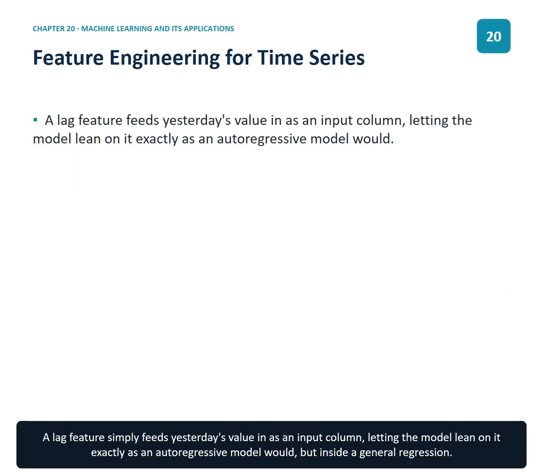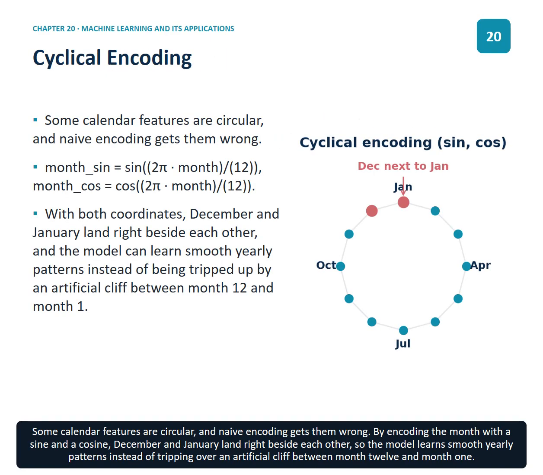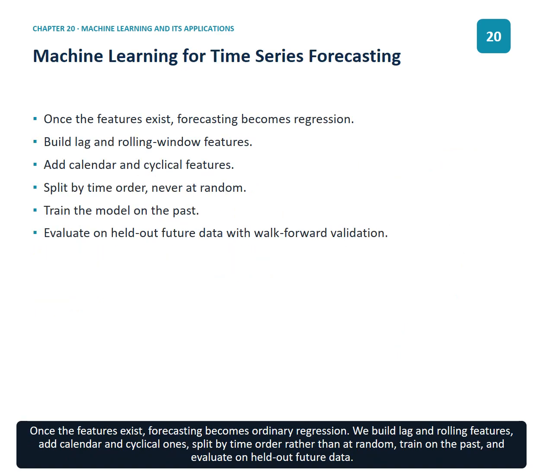A lag feature simply feeds yesterday's value in as an input column, letting the model lean on it exactly as an autoregressive model would, but inside a general regression. Some calendar features are circular, and naive encoding gets them wrong. By encoding the month with a sine and a cosine, December and January land right beside each other, so the model learns smooth yearly patterns instead of tripping over an artificial cliff between month 12 and month 1. Once the features exist, forecasting becomes ordinary regression.